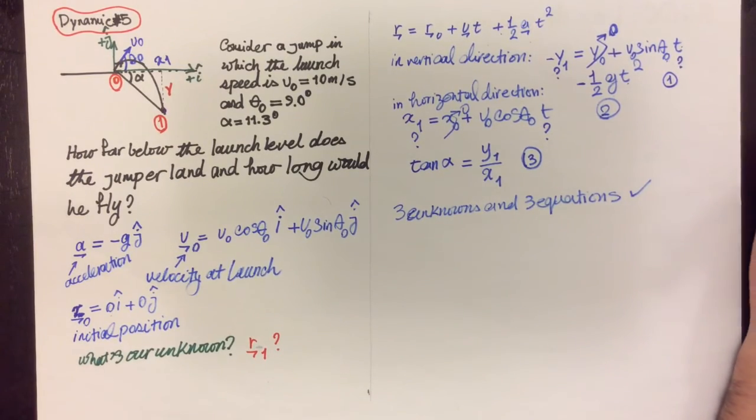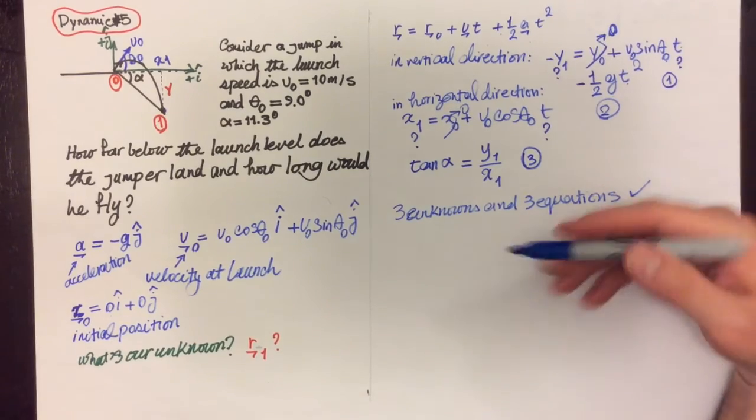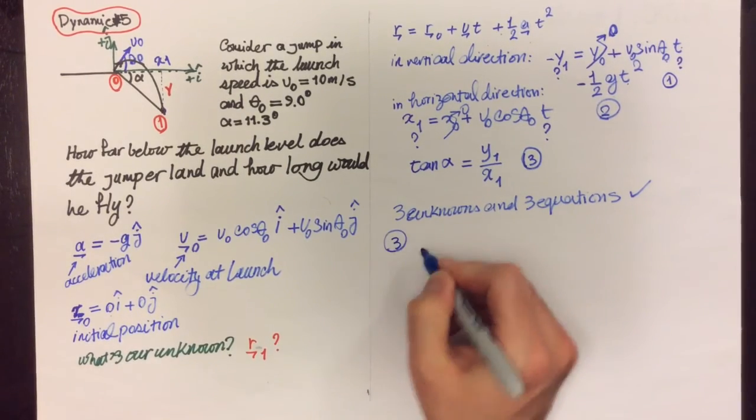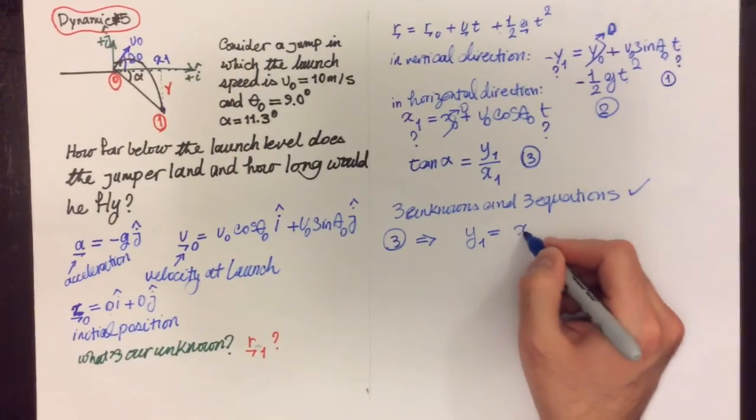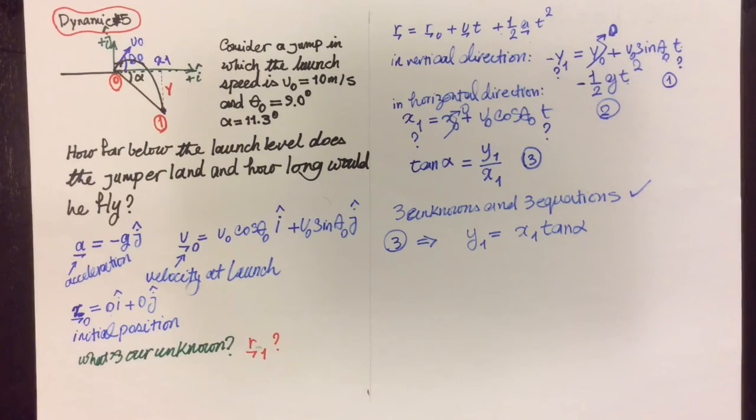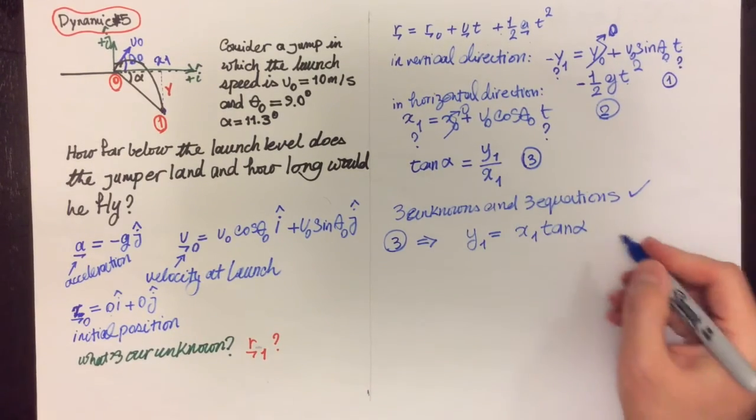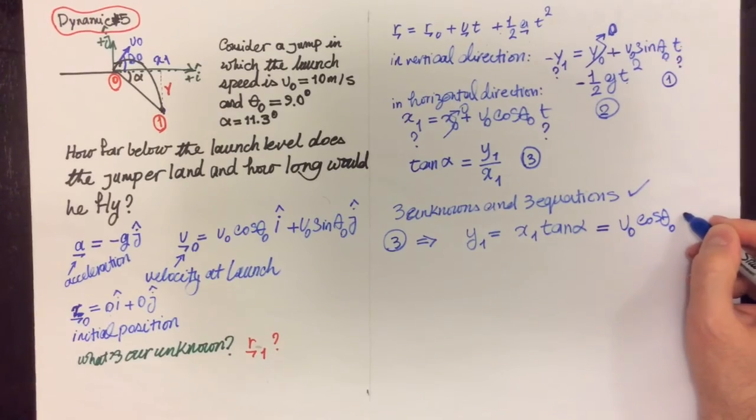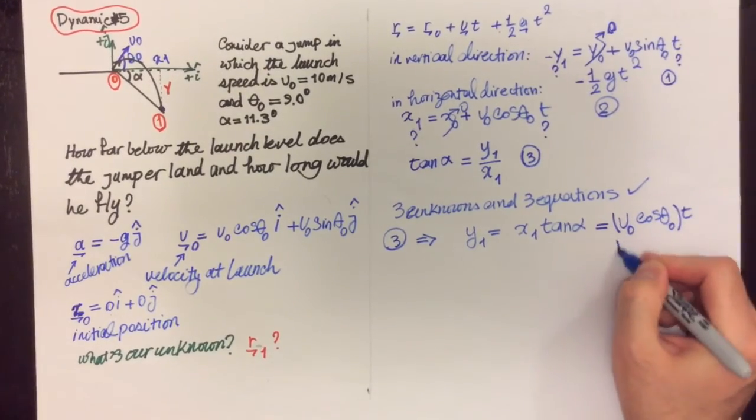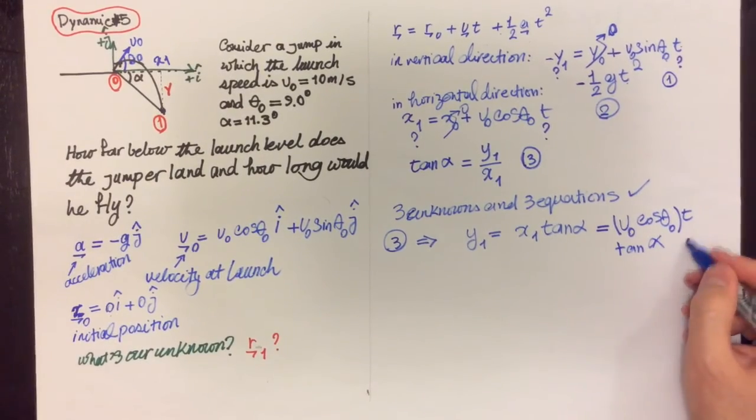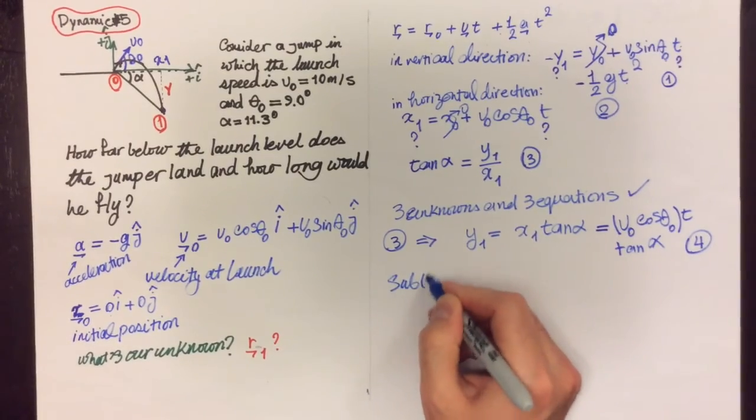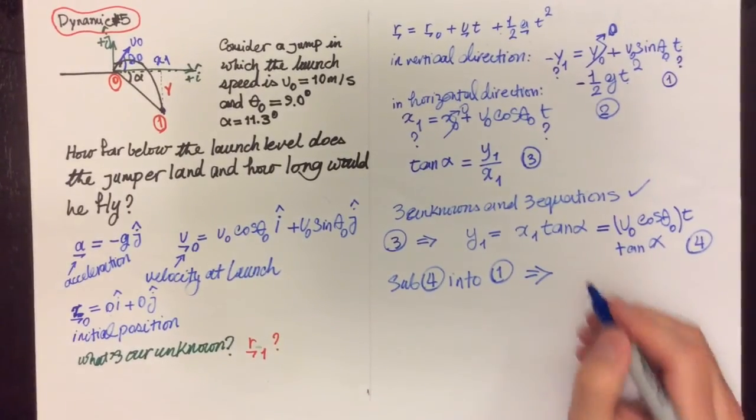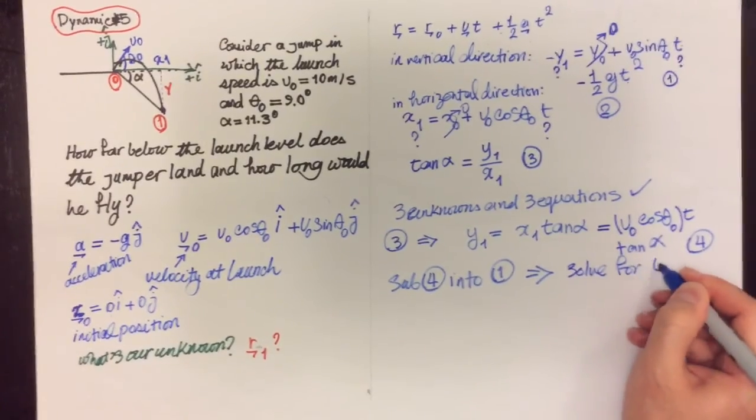This is super easy for you now, because out of many ways you can solve this problem, you could say, all right, from 3, y1 is x1 tan alpha. And from 2, x1 is v0 cosine theta 0 and time, so just be careful, this is how you should write it, tan alpha. And then this is equation 4, substitute 4 into 1, and then solve for time.